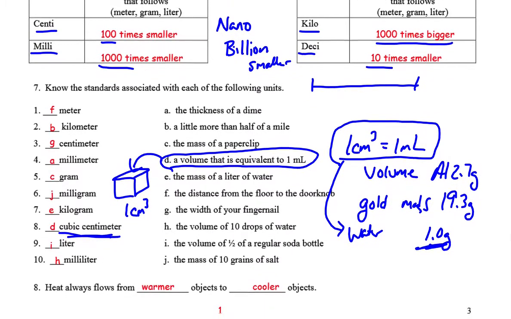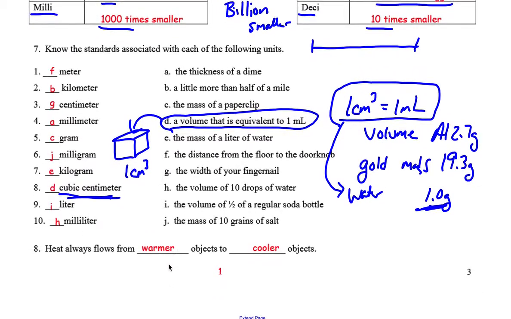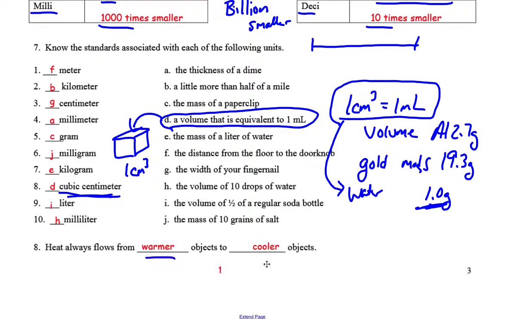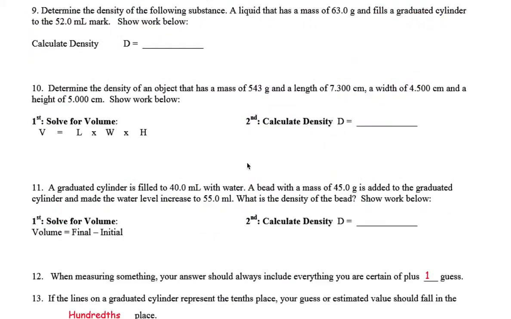Finally, heat, and we'll talk a lot about this later on in the year when we do thermochem. Heat always goes from warmer objects to cooler objects. It's always a downhill flow from higher concentration to lower. A lot of heat, less heat. Just keep that in mind. All right, so let's work out these 3 density problems, and that'll be the end of this video.